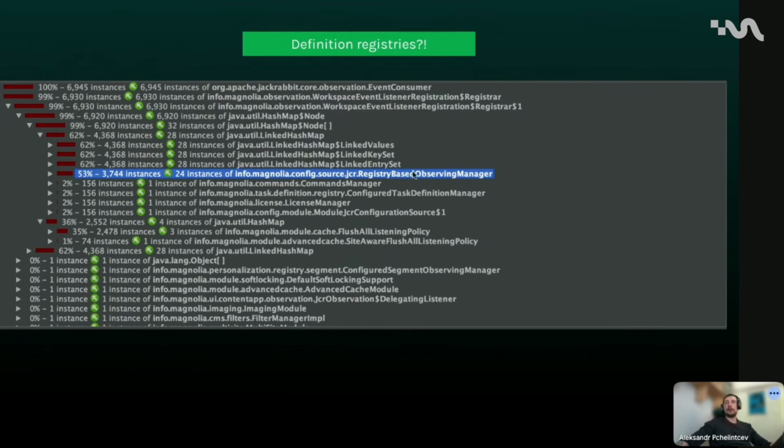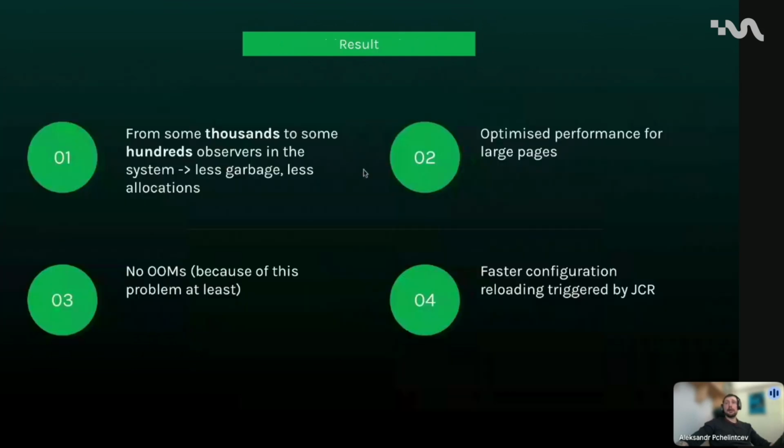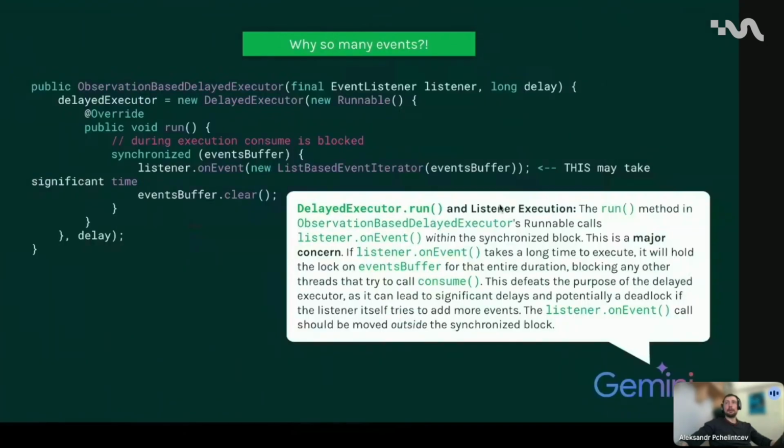And with the same technique, tracing not the events but the event listeners now, we revealed that a lot of them are allocated for powering the registries, the ones that bring definitions such as blocks and templates. We concluded that we can collapse those into just several ones, and eventually rewrite from some thousands of JCR observers in the system to just several hundreds, resulting in less garbage allocated, less memory consumed, and optimized performance for larger pages, avoiding pitfalls with memory consumption. For this particular case, it eliminated the out-of-memory problems.